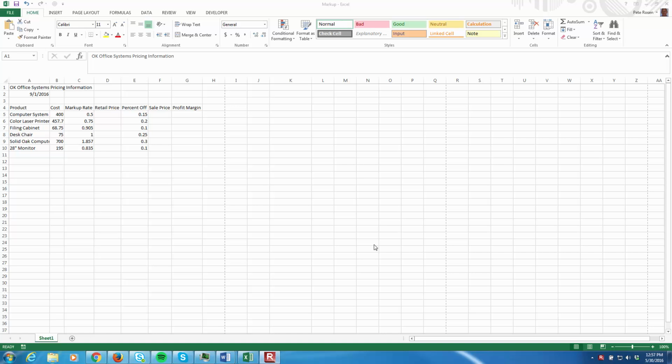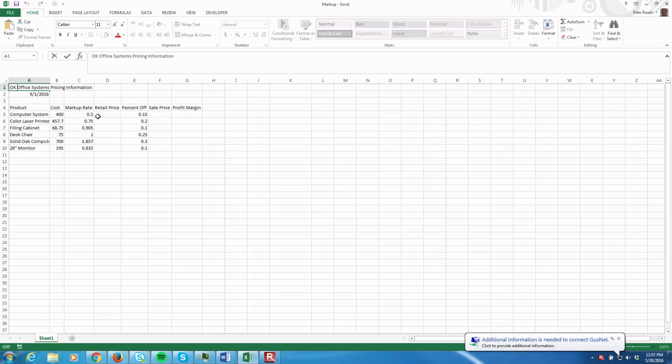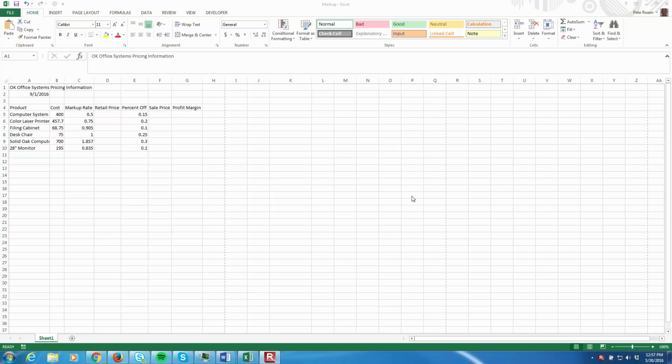Okay, welcome to Chapter 1, Hands-On Exercise Number 2. We're going to begin where we left off after Hands-On Exercise Number 1 with our OK Office Systems Pricing Information Spreadsheet, which we've saved as markup. In this particular hands-on exercise, we're going to learn how to create formulas. We're going to use cell references for the first time. We're going to use something called Autofill, which is very useful. And then we're going to show you how to display cell formulas.